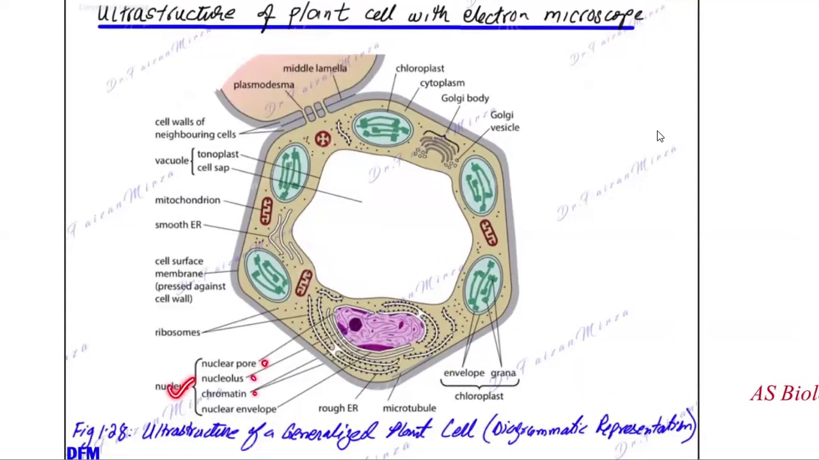You see the same four structures that you were discussing in an animal cell as well. The only difference being that now the nucleus is pushed to a side. We see the nucleus being pushed to a side in a plant cell under the light microscope as well.